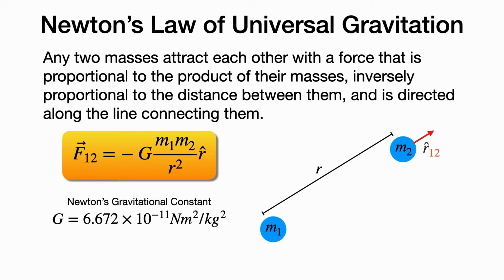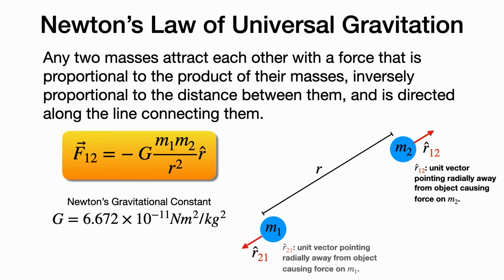Finally, probably the most difficult part of this equation to get right is the unit vector, r hat. R hat is the vector of unit length, and it points in the direction radially away from the mass causing the force and toward the mass on which the force is acting. So, for example, r hat 1,2 is the unit vector pointing radially away from m1 towards m2, and it is the unit vector of importance for the force acting on m2. Similarly, r hat 2,1 is the unit vector pointing radially away from mass 2 towards mass 1 and is the vector of relevance for the force acting on mass 1.